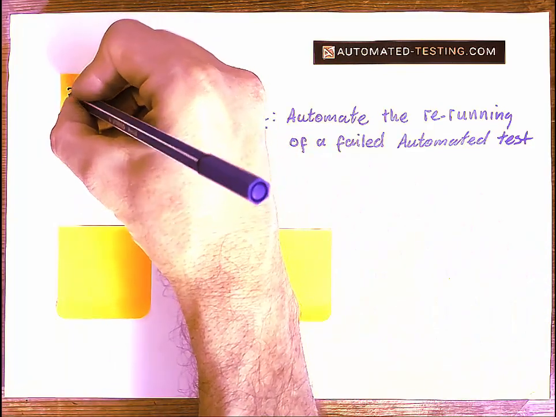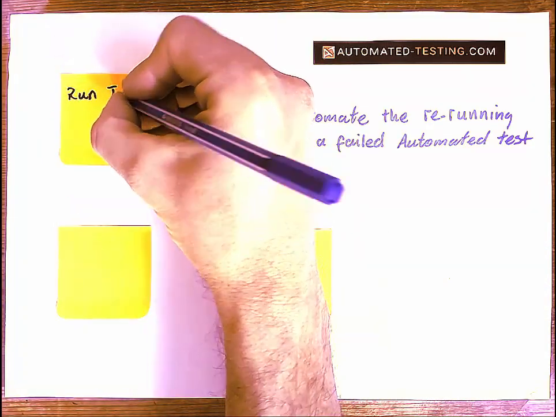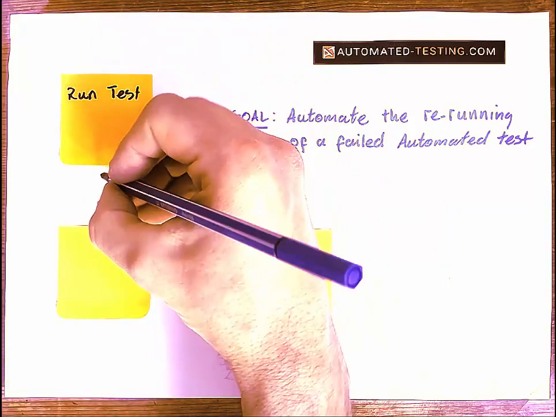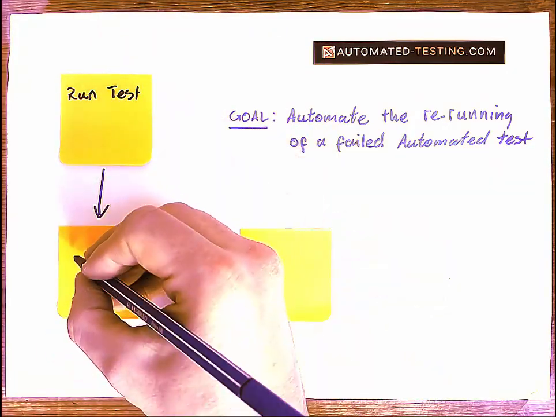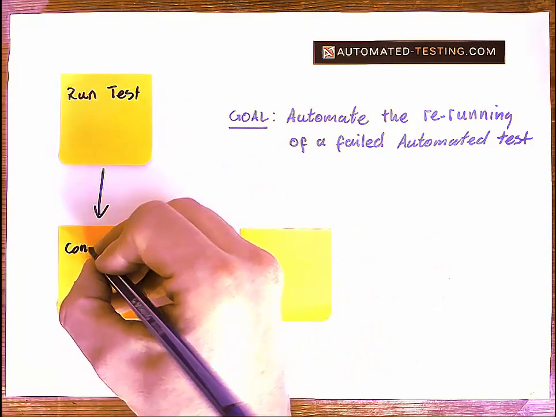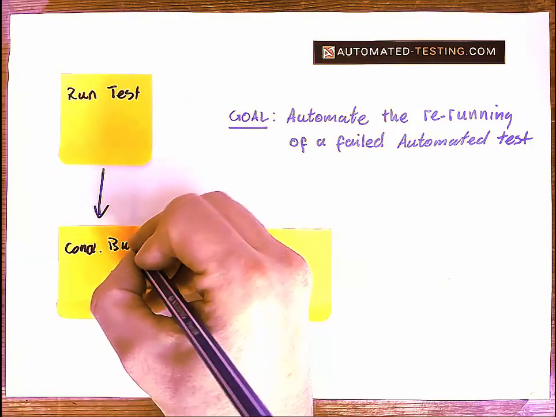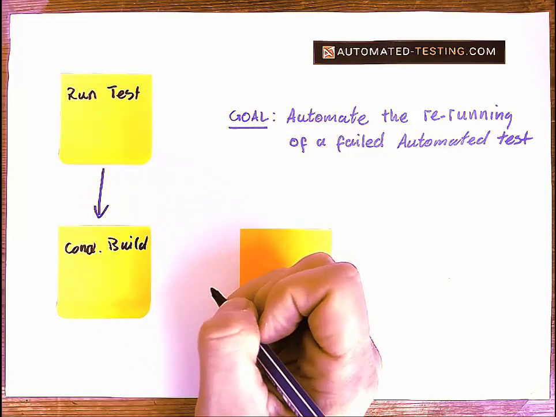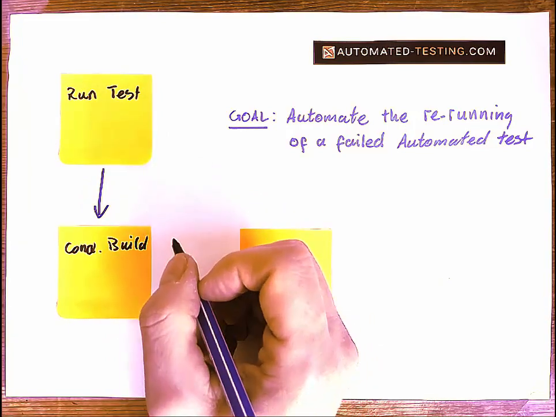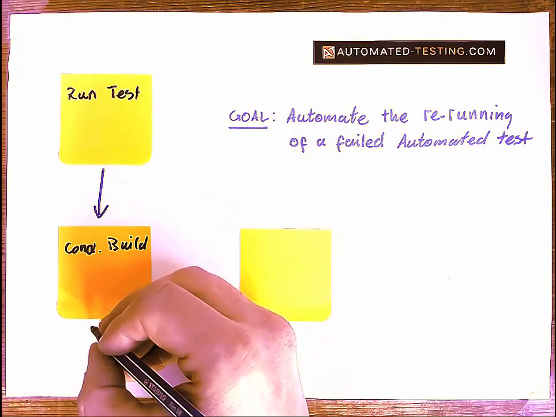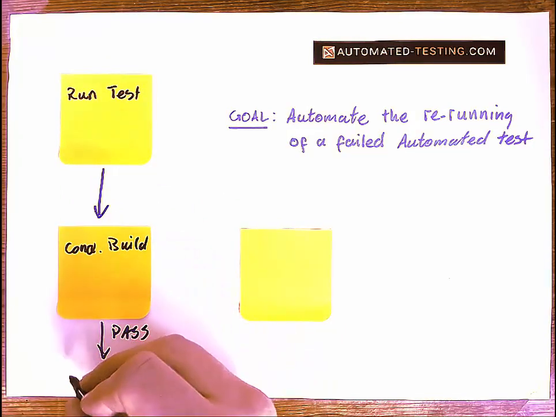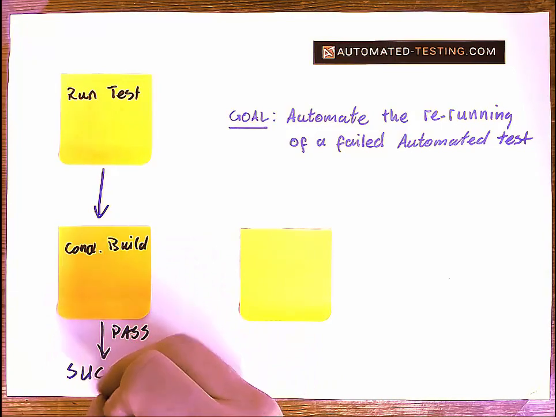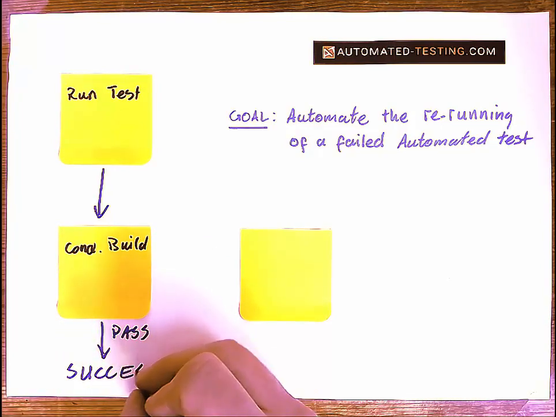will run the test, and after the completion of that run we will use the conditional build step to analyze the Jenkins console results, and if the run has passed then we'll just mark the build or the test run as a success.